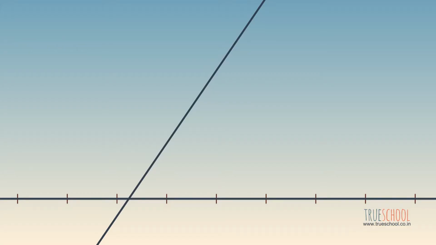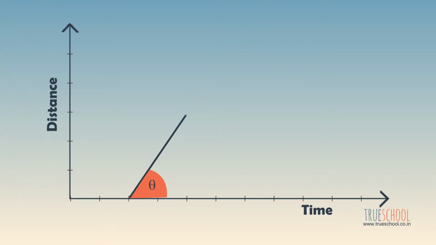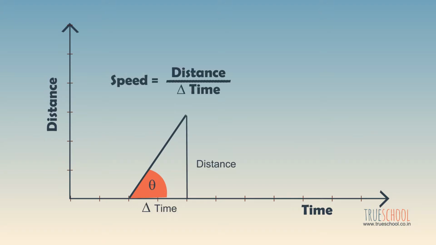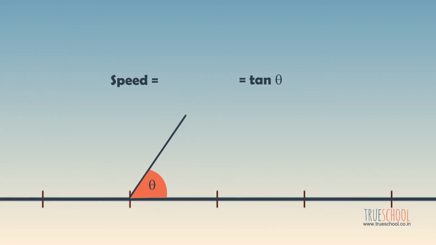Slope of this line is essentially related to this angle. Let's look at this distance versus time graph. We know that average speed is distance covered by time interval. If you recall your trigonometric functions, this term is actually tan of theta. We quantitatively measure slope of any line using tan of theta.